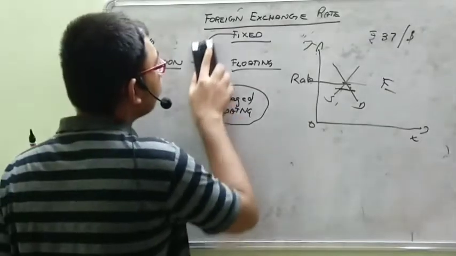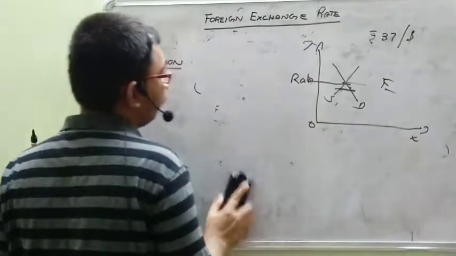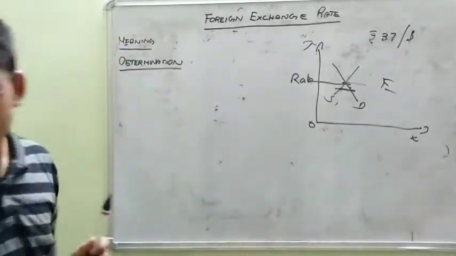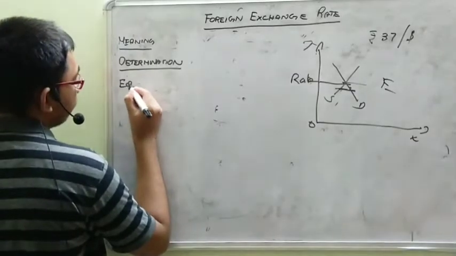Okay, now let's take the market forces of demand and supply, or the floating exchange rate. How does the equilibrium get established?